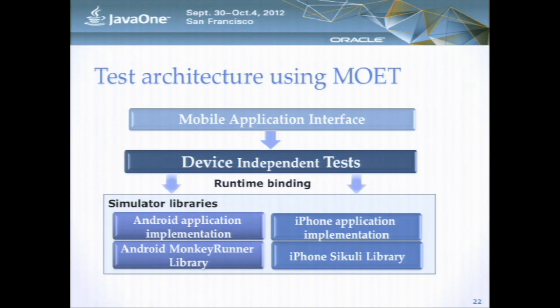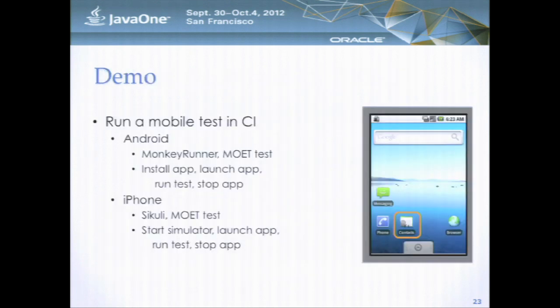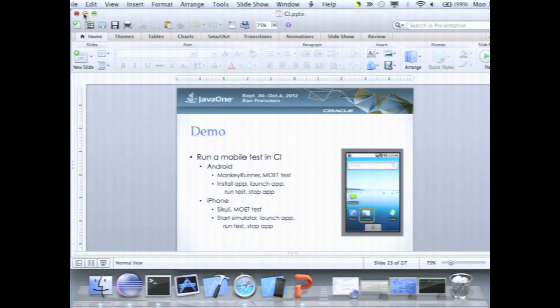So now we will take a look at the demo. What I'm going to do is actually run a mobile test in CI with MonkeyRunner, Mouette on Android, and Sikuli and Mouette on iPhone. You'll see that we'll be able to run it, install an app, launch an app, run tests, and stop the app, and publish the results. All right. Let's see.